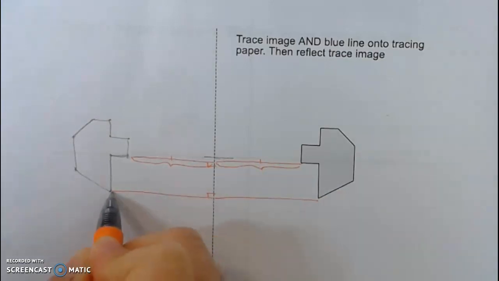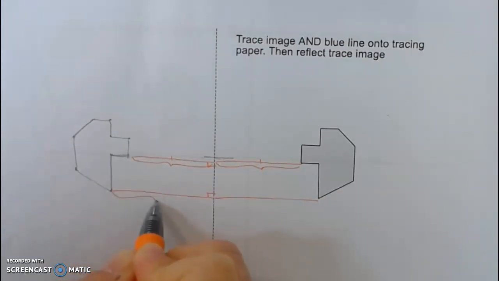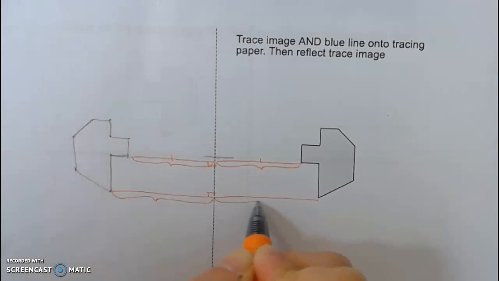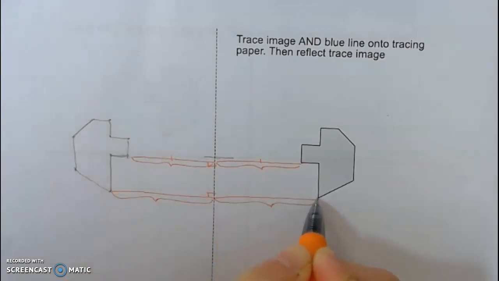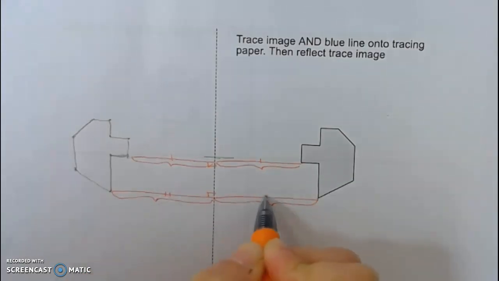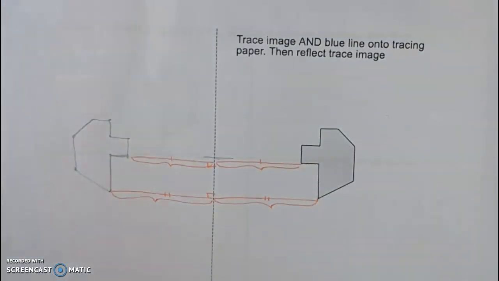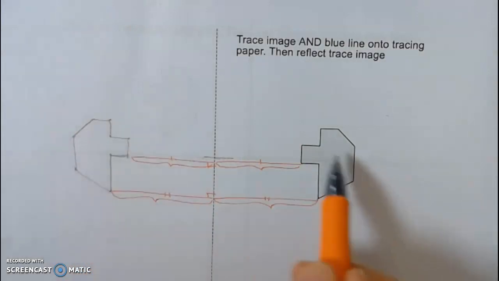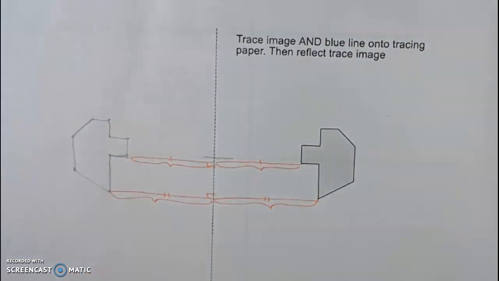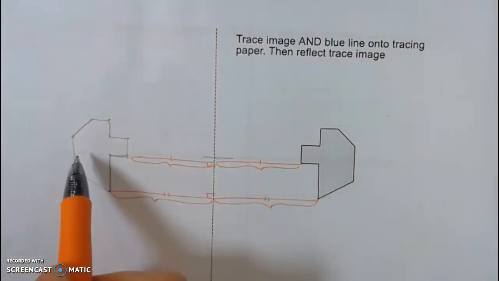So this distance from here to there is going to be exactly the same as this distance right there. So I'm going to use two notches to indicate this length and this length are exactly the same. And that is true for each one of the vertices of the original image to the reflected image.